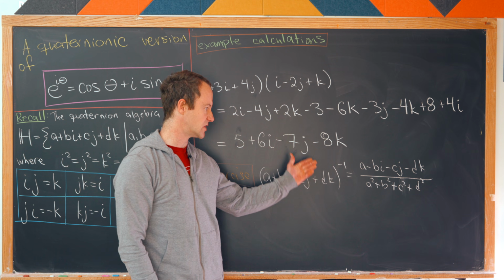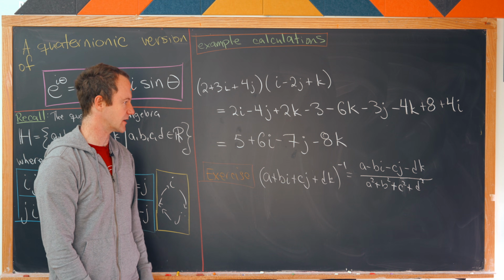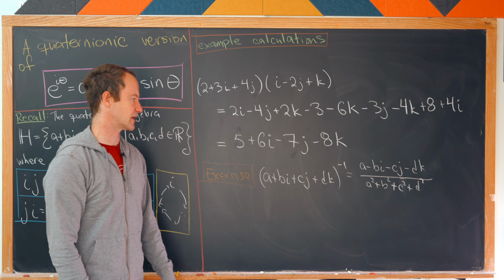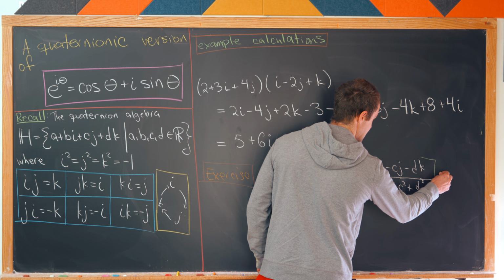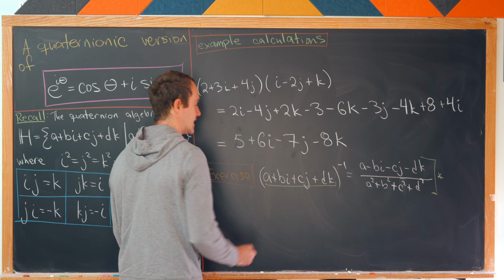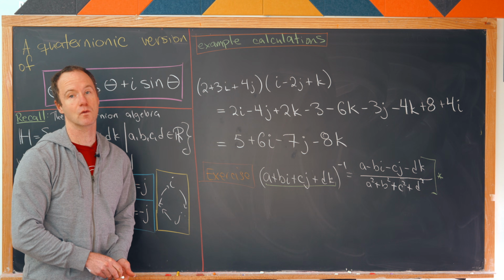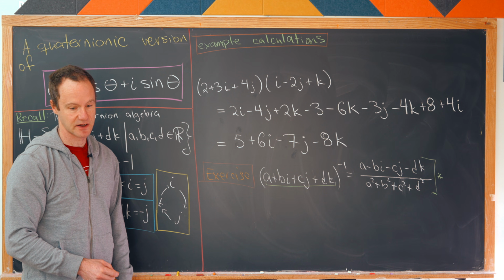You have the conjugate over the modulus squared, and that's exactly what's happening here. So how would you check something like this? Well, you would check that this object right here multiplying into this object right here indeed gives you the number 1. Like I said, I'll let you check that. That's not so hard to check.